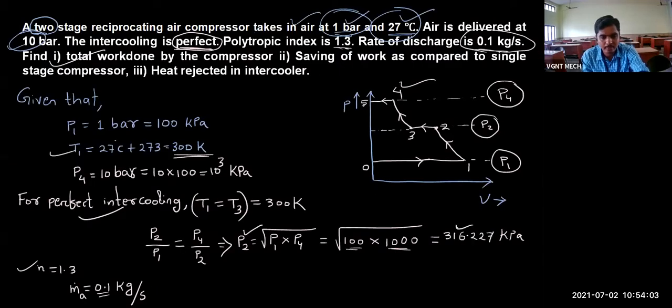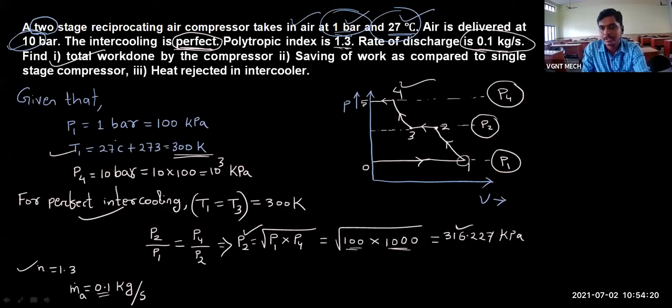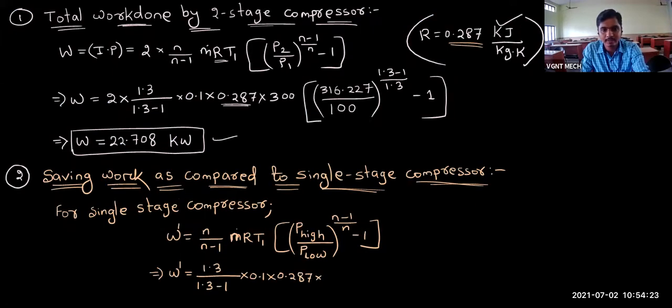Mass flow rate is 0.1, into what is capital R? Capital R is 0.287, the gas constant, into T1. What is the inlet temperature of the compressor? Inlet temperature of the compressor T1 equal to 300 Kelvin, whole into. Now here you have to carefully put the pressure ratio. We have to put high pressure by low pressure.